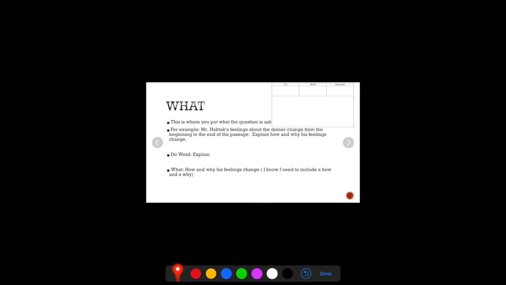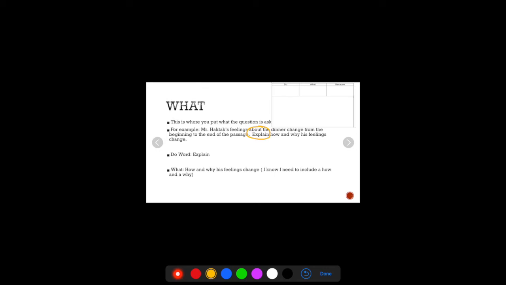So the first thing we need to figure out is our do word. What's our fancy power action verb that's telling us what we need to do? Sometimes it's at the beginning and sometimes it's not. In this case, it's not in the very first sentence. It's not until the second sentence. And it says, explain how and why his feelings change. So what is our do word? Explain.